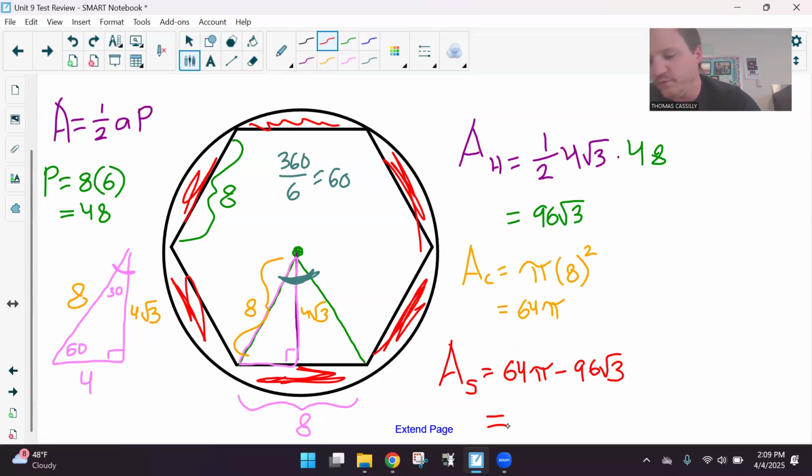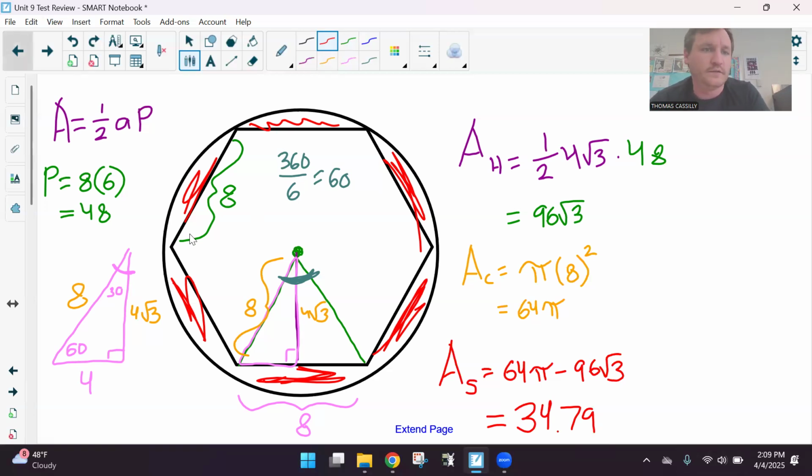If you do want a decimal, just throw that all in your calculator, and that's going to be 34.79. I got 34.785, which rounds up to 34.79. I don't know what the units are, so maybe it's centimeters, inches, but it's an area, so it's a square unit.